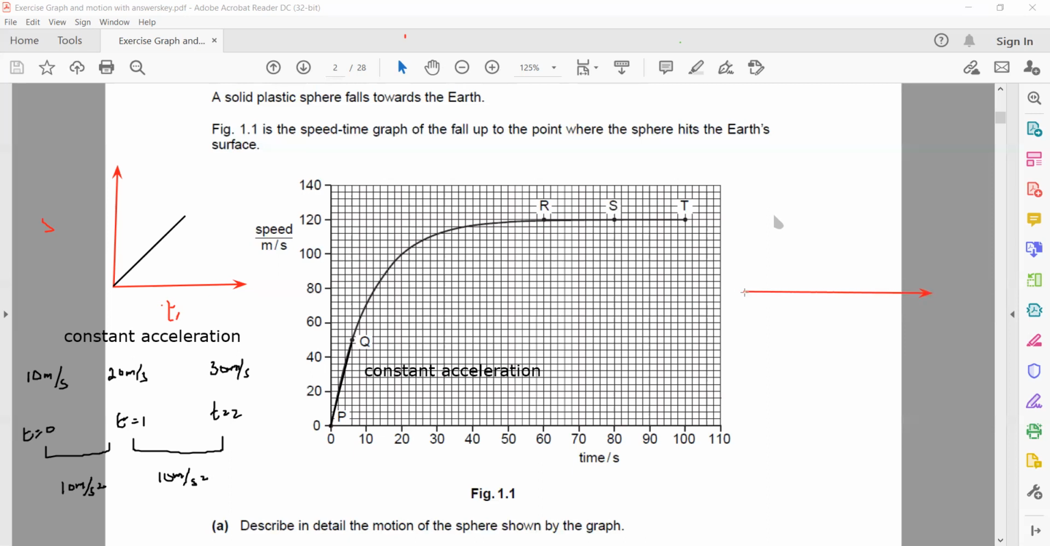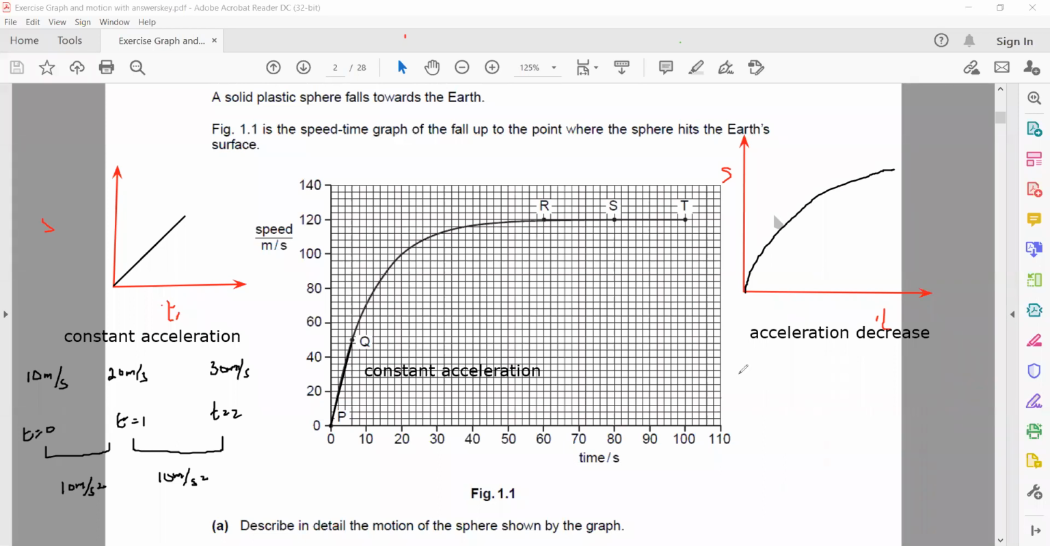Then for the second part, the curve from Q to R. If we have a speed time graph and it's a curve, and the slope of the curve is decreasing, the angle or the gradient is decreasing, what we say for this graph is that acceleration is decreasing. But what is the meaning of acceleration decreasing? Here speed is increasing but acceleration is decreasing.